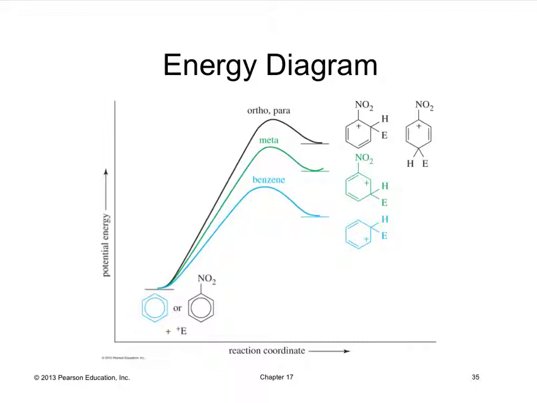So if we look at the energy diagram for electrophilic aromatic substitution in the case of benzene and nitrobenzene, for nitrobenzene, really highest in energies are the ortho and para because of that charge being close to one another. And then meta is favored, right? And then benzene is actually more favored than the meta substitution.